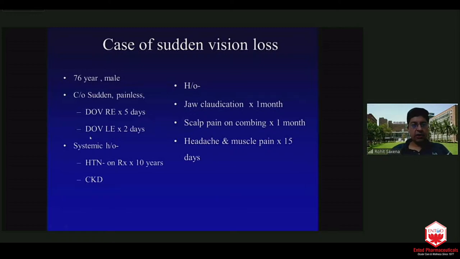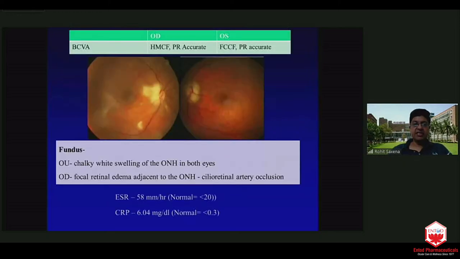A sudden onset loss of vision in a 76-year-old male, bilateral vision loss, very recent onset, history of hypertension, and the key history he gave was jaw claudication, scalp pain on combing, headaches, and muscle pain. These are very important histories in an elderly male presenting with sudden loss. On fundus, you can see chalky white swelling of the disc with, in the right eye, associated focal retinal edema. The key investigations to do in these patients would be an ESR and CRP, which was significantly elevated.